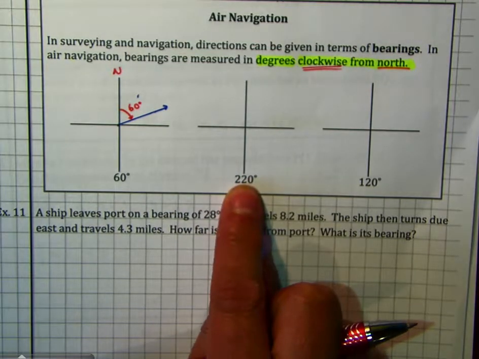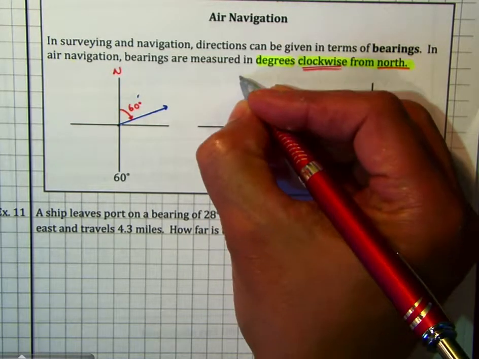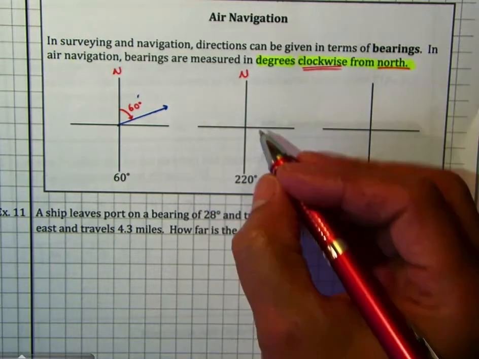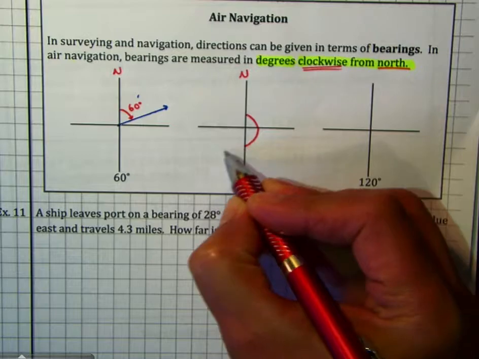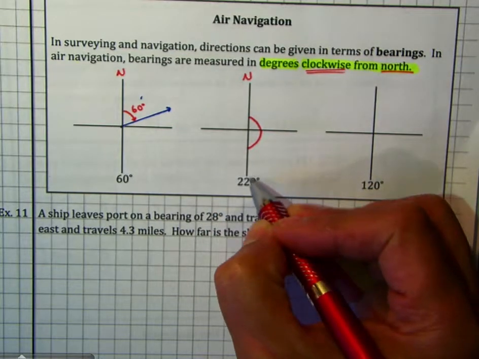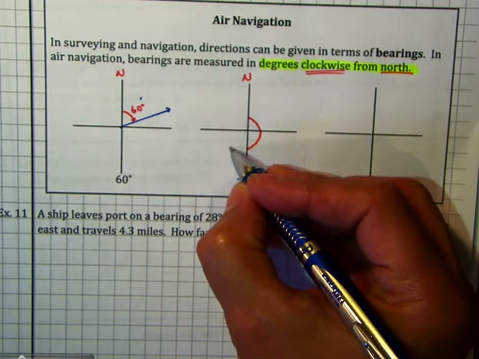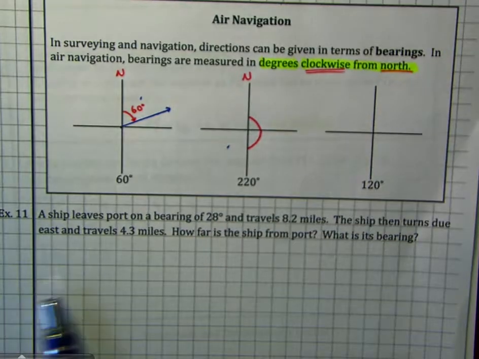220 degrees. The bearing will be from the north towards the right. So 220 degrees, that'll be 90, 180. How many more to get to 220? Correct, 40 more. So this is 45, so just a little bit less.